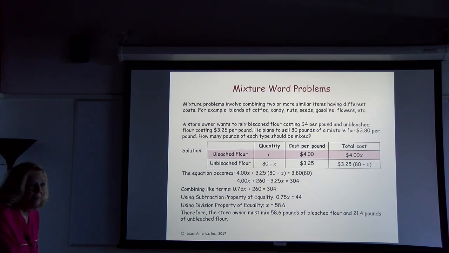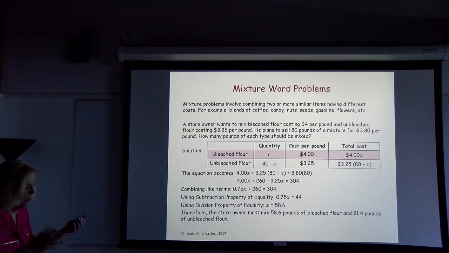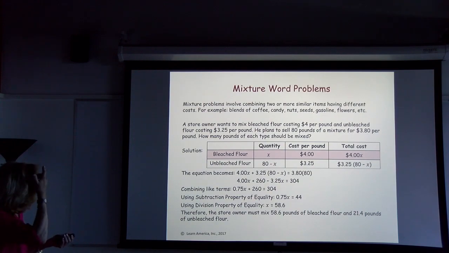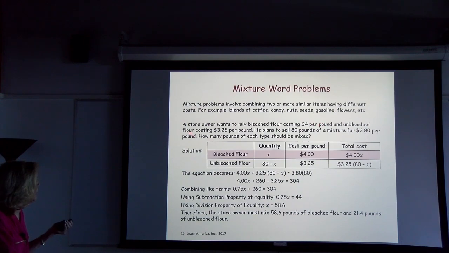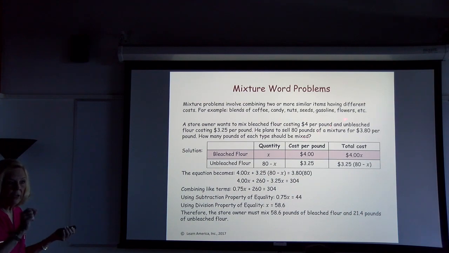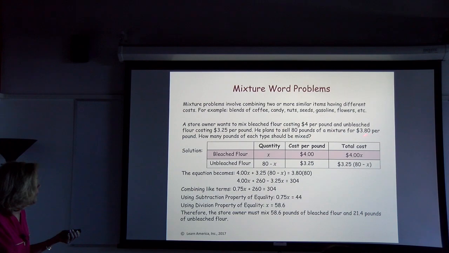Okay, mixture problems. These are really fun if you have a little gimmick. What I like to do is set up buckets or little pails, and this is another way of doing it as well. I'll show you one later on. You're mixing bleached flour at $4 a pound and unbleached flour costing $3.25. He wants 80 pounds of the mixture, so that's the total. We want to find out how much of each he has to put together to make that mixture. He's going to sell it at $3.80 per pound. So we have the quantity, the cost per pound, and then the total cost.